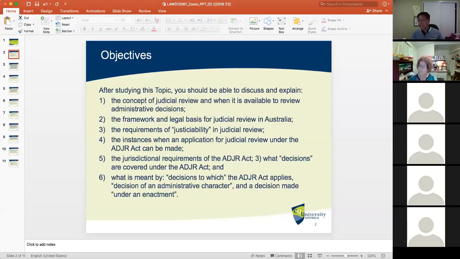You can't base it on the ADJR Act, because for sure the executive decision was not made under an enactment. You can't rely on Section 75(5) of the Constitution or Section 39B of the Judiciary Act, because it wasn't made by an officer of the Commonwealth. So where do you go? That's when the common law judicial review is likely to be available.